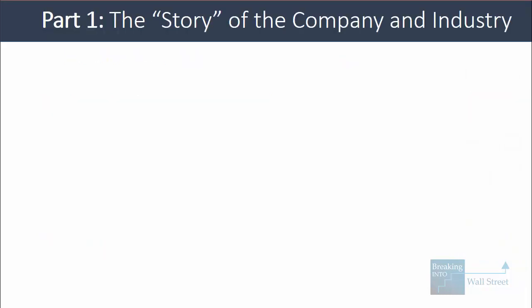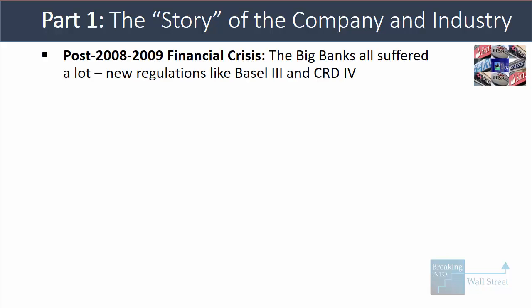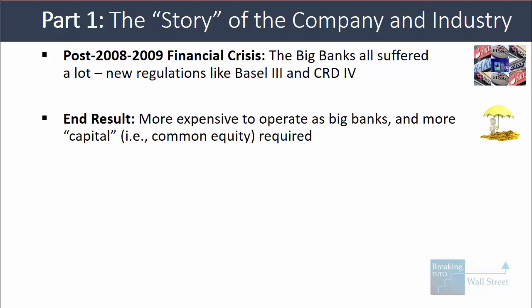So let's go into part 1 first and talk a little bit about this company and the industry as a whole. In the aftermath of the 2008 to 2009 financial crisis, the big banks worldwide suffered quite a bit because new regulations like Basel III and CRD4 in Europe made it a whole lot more complicated and expensive to operate as big banks. So these institutions, the bulge bracket banks in the US and Europe, and in general, the large diversified banks worldwide became a whole lot less lucrative as businesses.